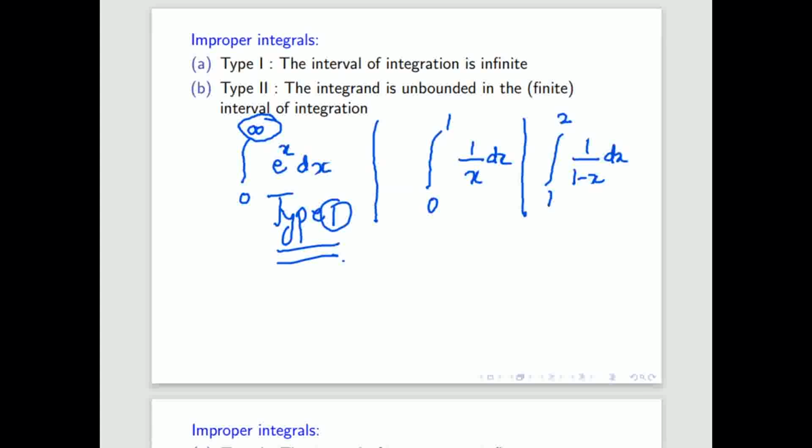This is finite, 1 is finite, so it is not type 1. But at x equal to 0, this is not defined, that integrand is unbounded, 1 by x is unbounded, so this is type 2. Here also at x equal to 1, it is unbounded, this is also type 2.